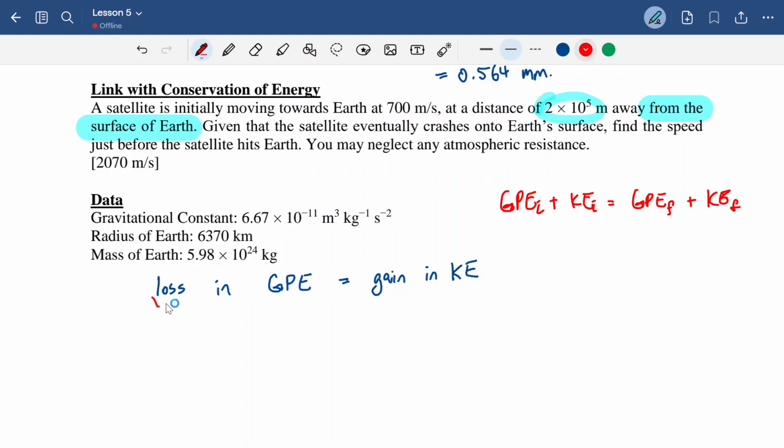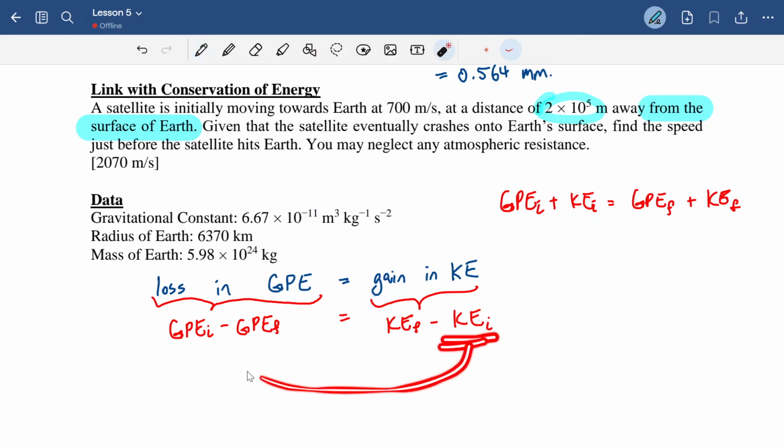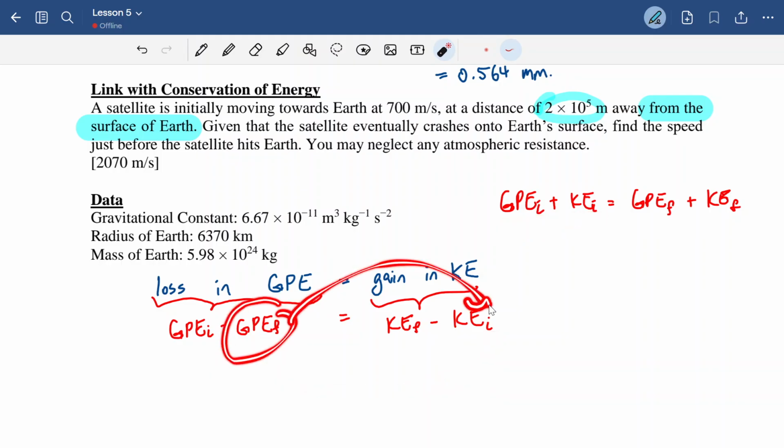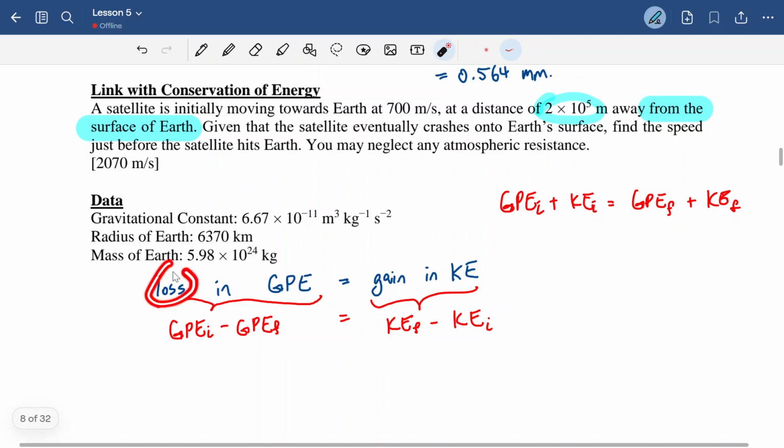Just that for loss, take it as always the initial minus the final, and for gain, it is the final minus the initial. I hope you all can see that these two formulas are the same. If I move this initial to the other side, you'll actually get this. And if you move this to the other side, you'll get this. So loss, initial minus final.